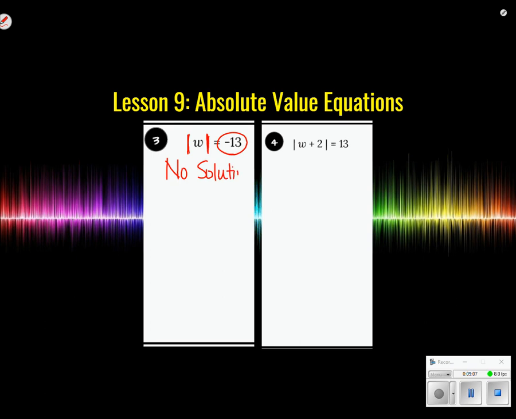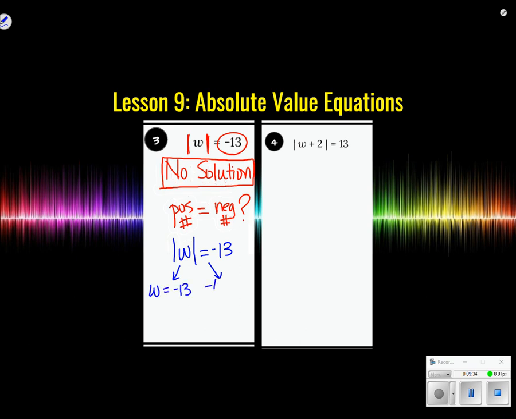Because when will a positive number equal a negative number? When will that happen? Never. So because it's never, no solution is our answer. Now let's take a moment and see what happens if I work it. Maybe I didn't notice. Maybe wasn't paying attention. And I'm like, woohoo, split it in 2. W equals -13. Negative W equals -13.